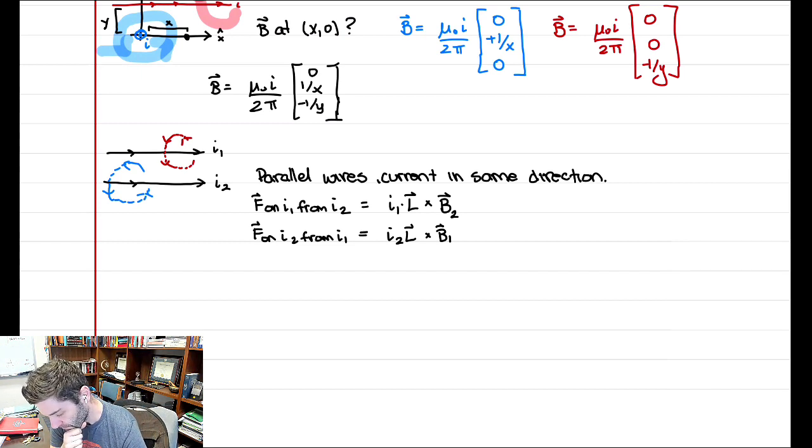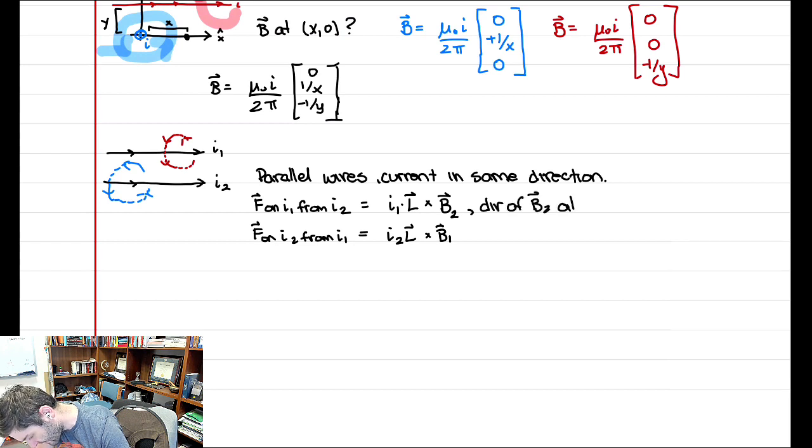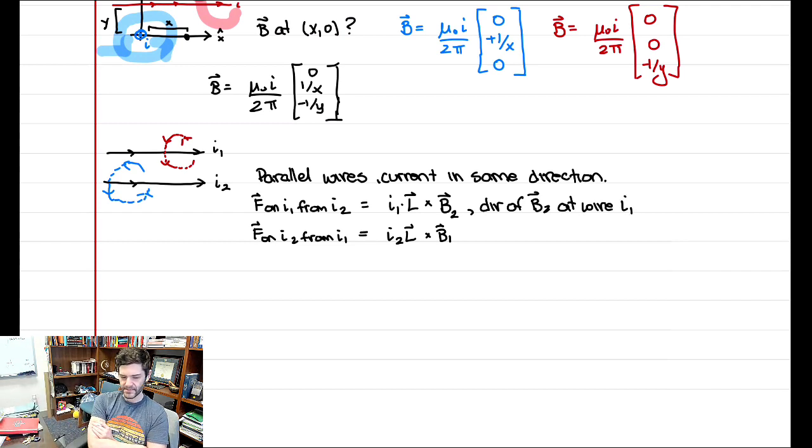Now, each of these wires is creating a magnetic field that has a formula, right? Mu naught times I divided by 2 pi r. The direction is given by the right-hand rule. So let's ask ourselves, on wire I1, the direction of B2 at wire I1 points in what direction?